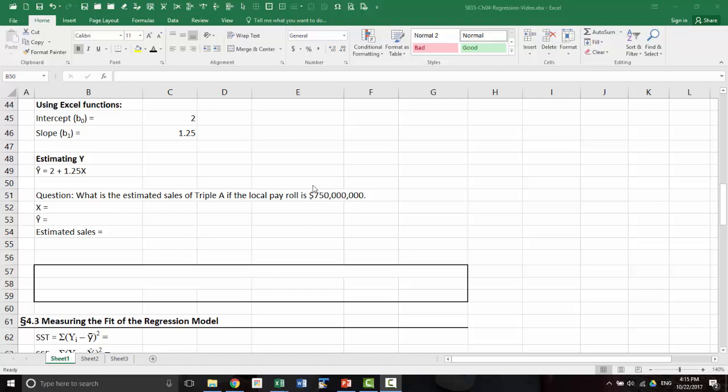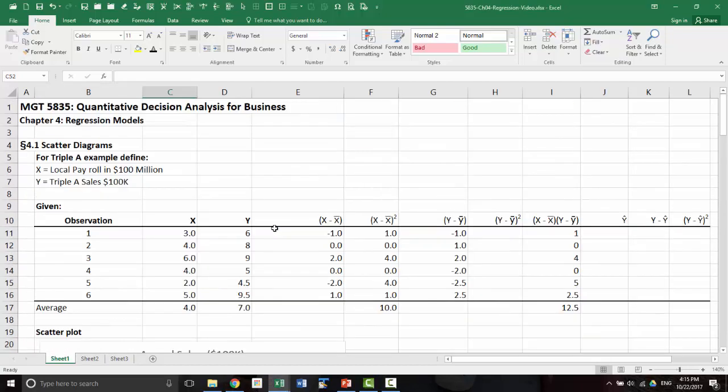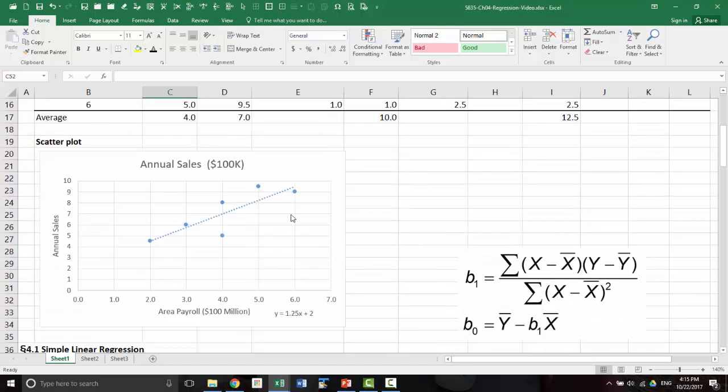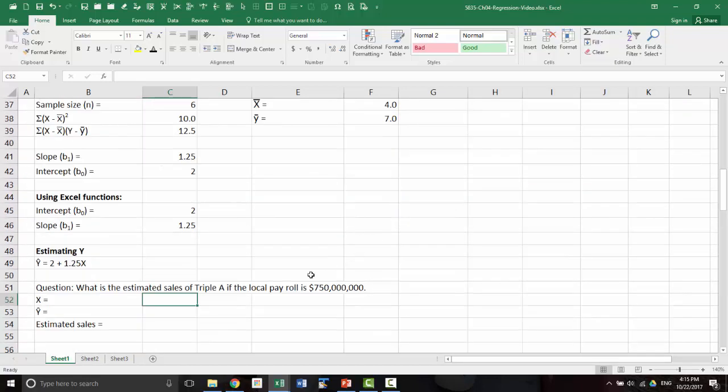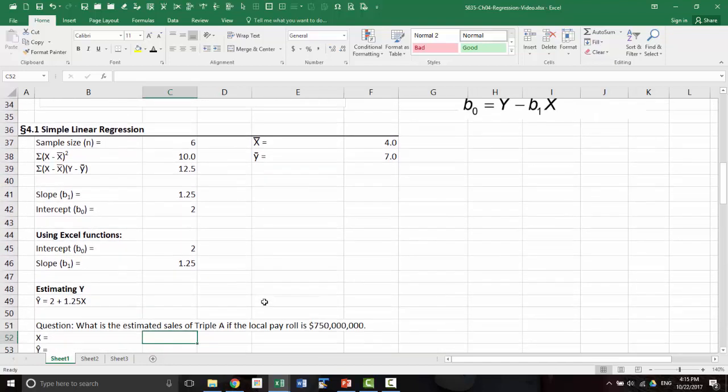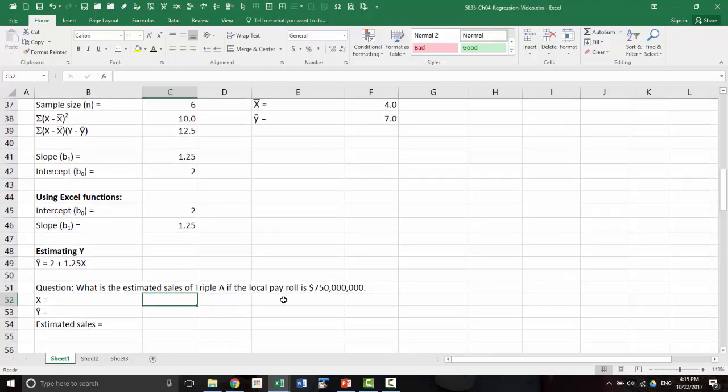Now, you have to convert that number to how the X is represented in the data that was used in the formulas. So X is in $100 million. So $750 million in $100 million is what? That divided by 100 million will give you 7.5. So 7.5 for X represents $750 million.